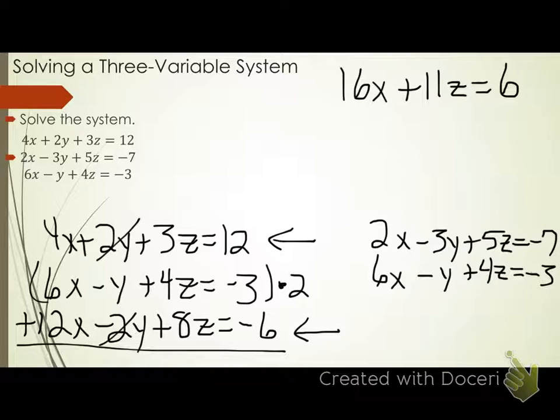Times 3 on the first one? Wait, no. Multiply my bottom one by 3. That way I can get 3 in front of y. Oh, we're solving y. Does everyone see that?